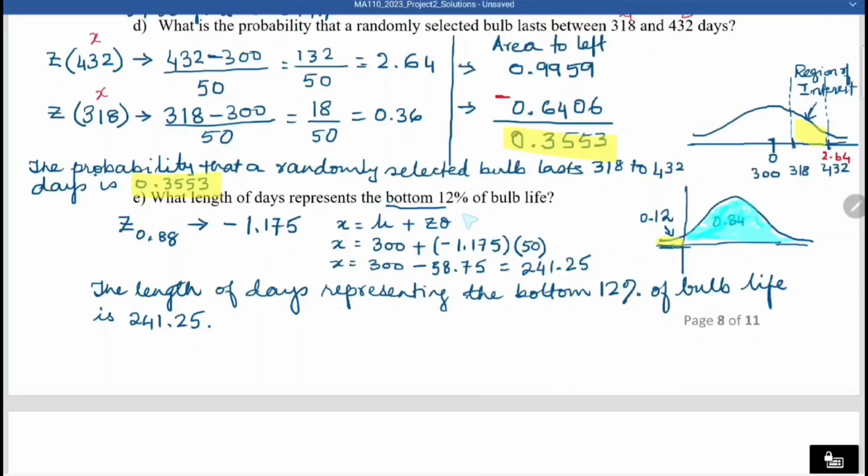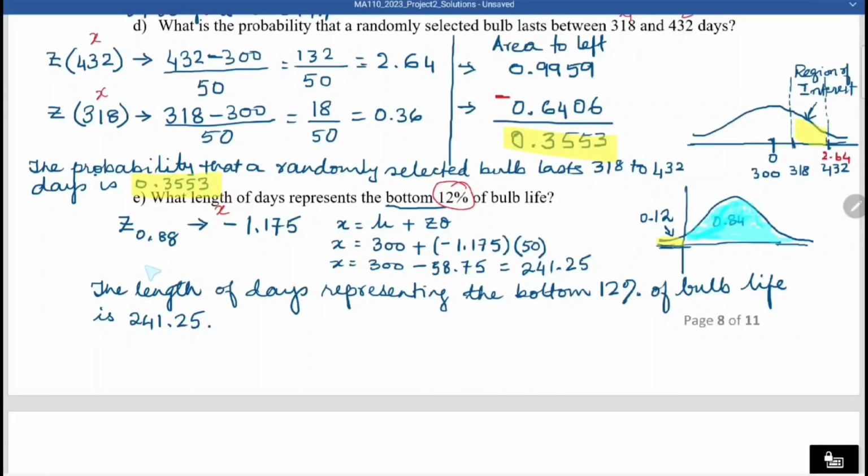Now, finally, it says what length of days represents the bottom 12% of bulb life. Bottom 12% refers to the area to the left, because it's bottom. So that means the area to the left is 0.12, and the area to the right is 0.88. And so we have to find the corresponding length of days, that means the x value.